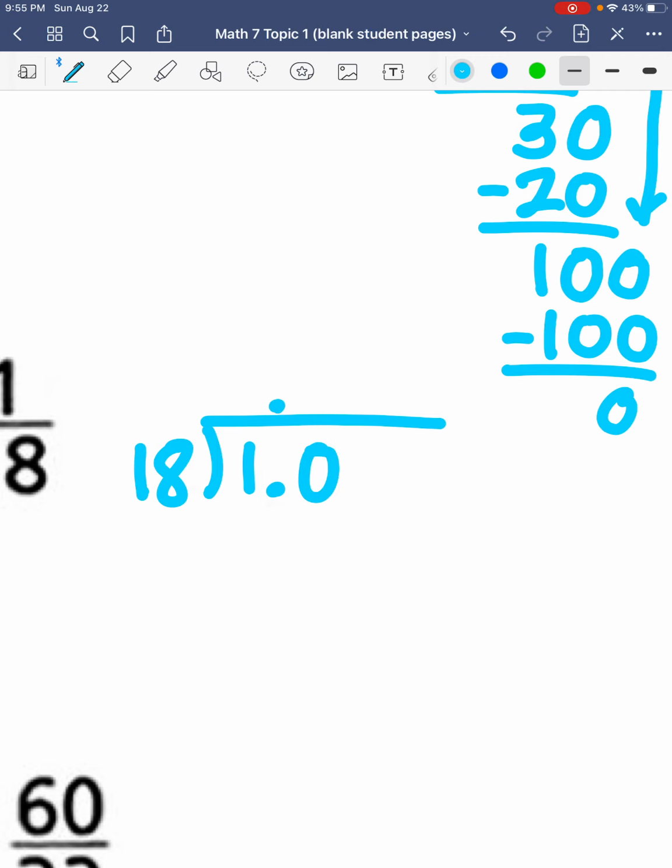Can 18 go into 10? Still no, so I'm going to place a 0 there. And I'm also going to add a 0 here. Can 18 go into 100? Yes. I'm going to start with 5 times because I know that 20 times 5 is 100.